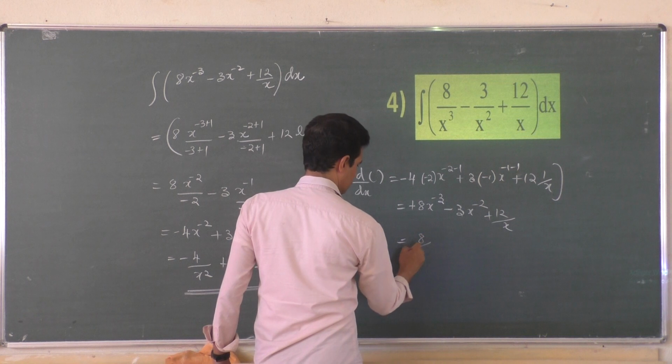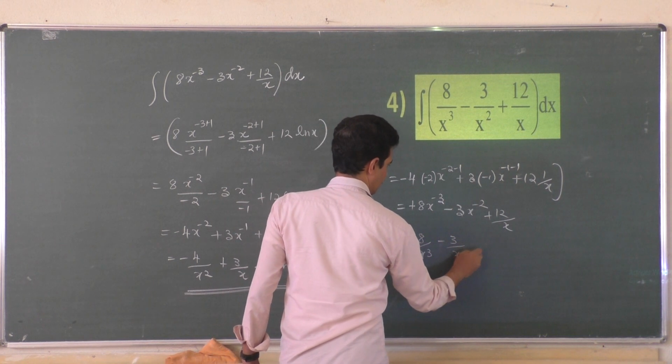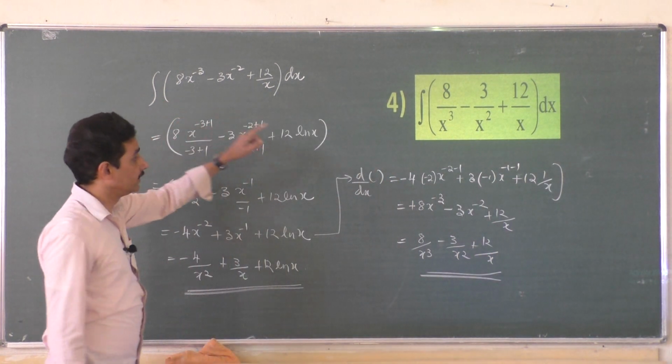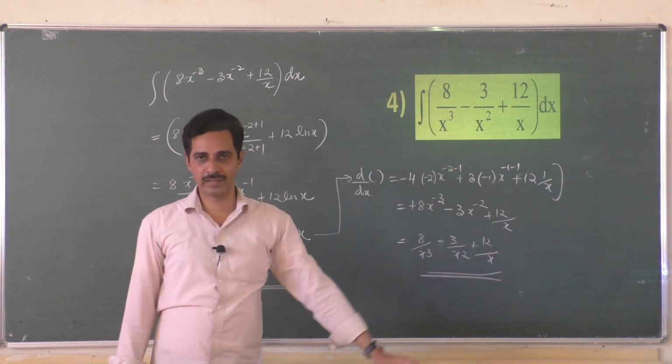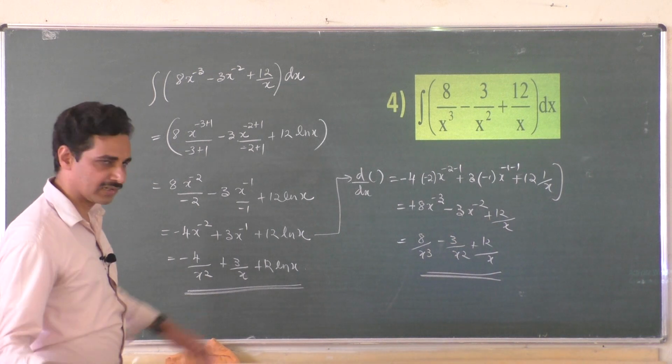8 by x cube minus 3 by x square plus 12 by x. Is it the same? 8 by x cube minus 3 by x square, 12 by x. So you will get it back. So the answer is correct. We can verify it. You can give the full mark now only.